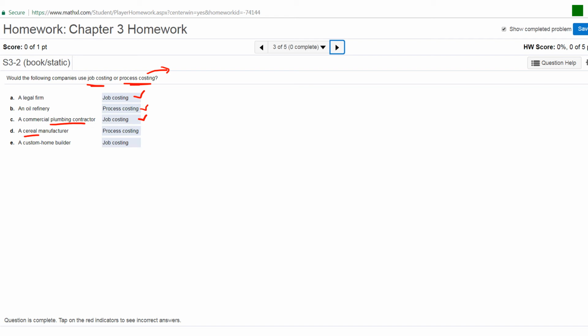A cereal manufacturer, again, that's process costing. Like I said, the beverages, the chips, cereals would fall into that category. Think of mass production, that's going to be more process. And then finally, I mentioned this word earlier, custom home builders. That's going to be job costing.